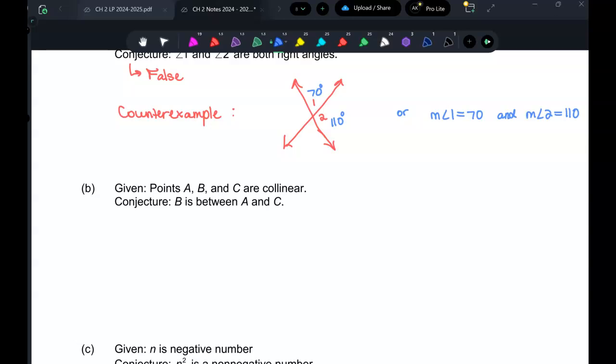A, B, and C are collinear. So we want to see, could I draw this so this is true? Yeah. But the question is, could I draw it so that it's false? Yeah. Okay, so that makes the conjecture false. So you have to make the conjecture false. Well, if the conjecture is true, then I'm done. There is no counterexample I could give you.